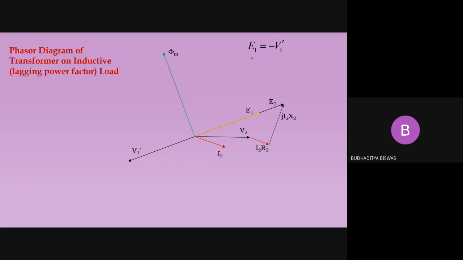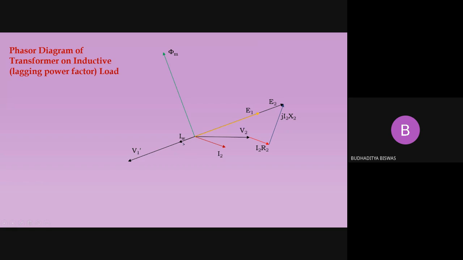So whatever be the direction of E1, if we extend the line in the opposite direction, we will get the V1 dash. And V1 dash is nothing but the applied voltage across the primary winding. They are in the opposite direction. After we draw that, we will be able to get the IW.